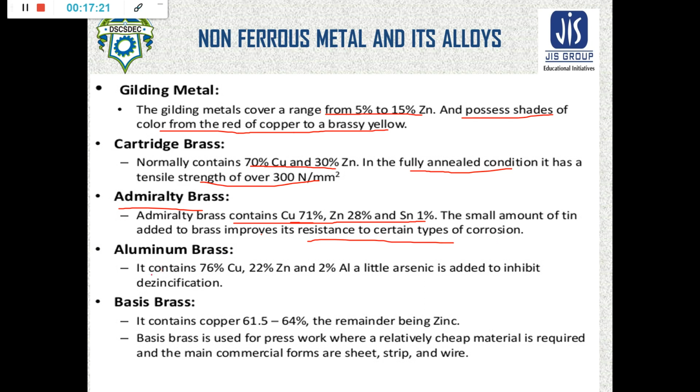Next is aluminium brass. It contains 76% copper, 22% zinc and 2% aluminium, and a little arsenic is added to it to inhibit dezincification. Next is basis brass, which contains 61.5 to 64% of copper and the remainder will be zinc. The basis brass is used for press work where a relatively cheap material is required, and the main commercial forms are sheet, strips and wires.